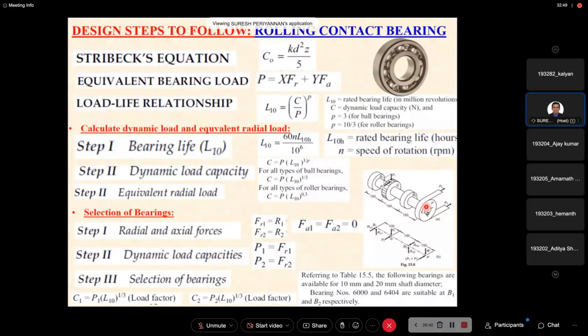Based on this dynamic load, we would like to find the dynamic load carrying capacity based on P1 and based on P2. But L10 is the same, because these two bearings must be identical. We cannot use different bearings. Hence L10 is the same, only P1 and P2 are different.